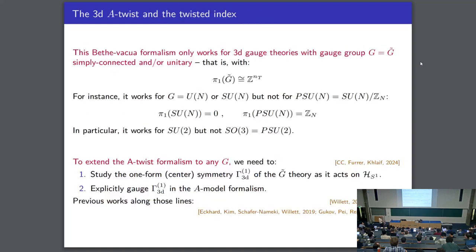I should mention that this work that we did, there was some related work by Eckhart, Kim, Shafer-Maneki and Willett, and some work also in 2D gauging related to what we are doing, pretty much isomorphic to some of the results here, by Gukov, Ray, Reed, and Schepner. And a lot of our work, we adapted from some unpublished work by Brian Willett. I tried to convince him to be on the paper, but he moved on from physics, sadly.